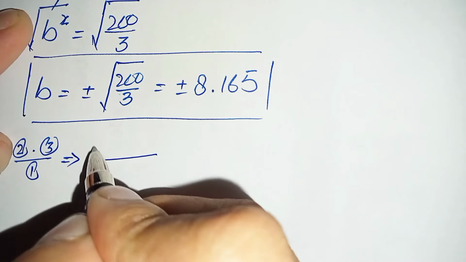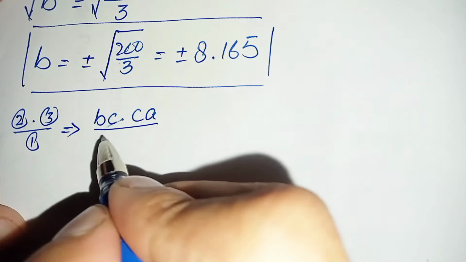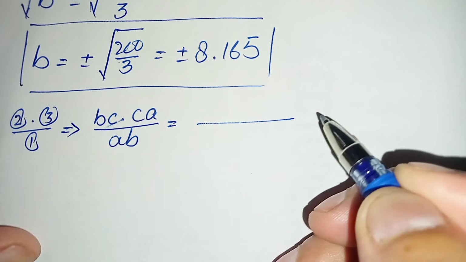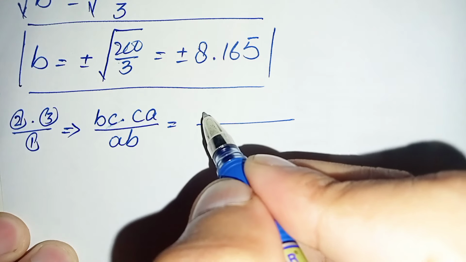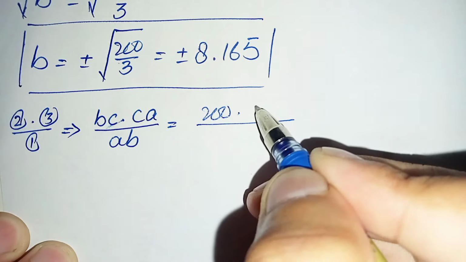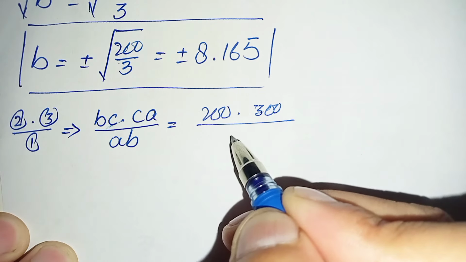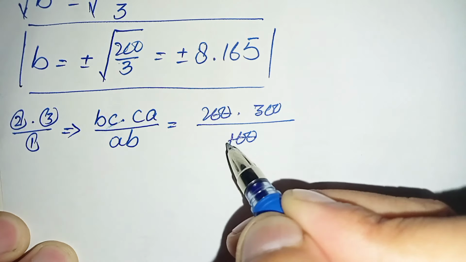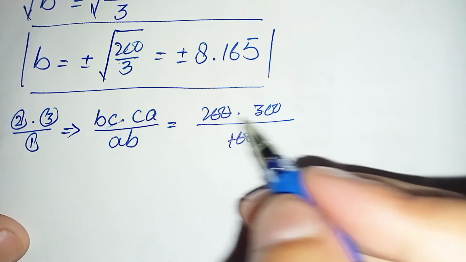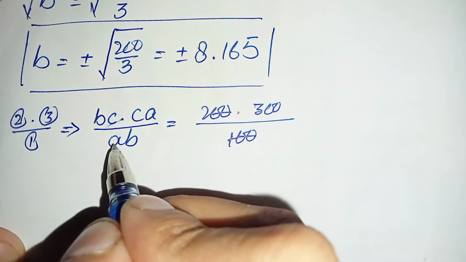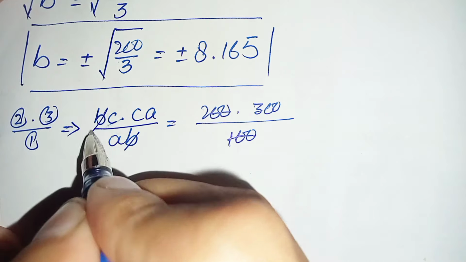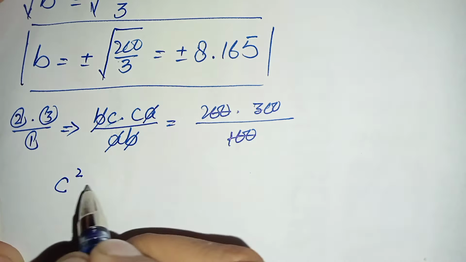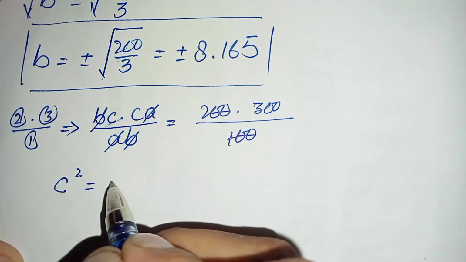So the left hand side of equation number 2nd is bc times ca divided by ab is equal to, now we will write their values which are on the right hand side. So the value of bc is 200 times the value of ca is 300 and the value of ab is 100. Here we will cancel these two zeros with these two zeros, and 2 divided by 1 is 2, so this will become 2 times 300. And on the left hand side, this b will be cancelled with this b and this a will be cancelled with this a. So c times c will be left, which is c square is equal to 2 times 300.